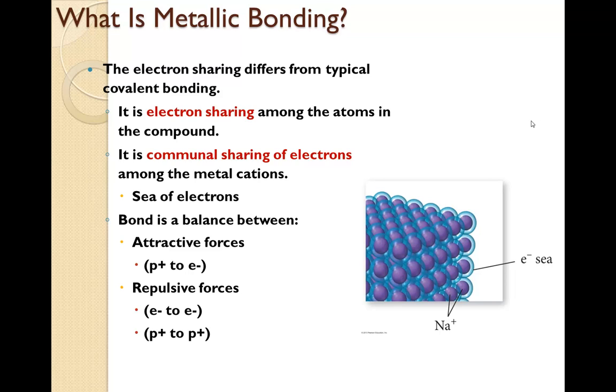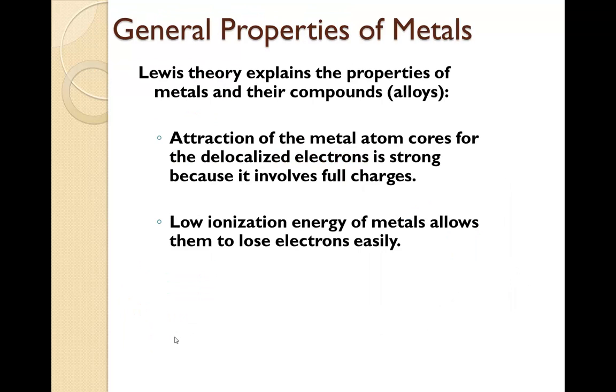There's still this balance here like there is in covalent bonding, where the protons and the electrons are attracting each other, yet there's still the electrons repelling the electrons and the protons repelling the protons. So there's a balance between those two. The Lewis theory explains the properties of metals and their compounds, which are called alloys. The attraction of the metal atom core for the delocalized electrons is strong because it involves the full charges, not just partial charges. The low ionization energy of the metals allows them to lose electrons easily.